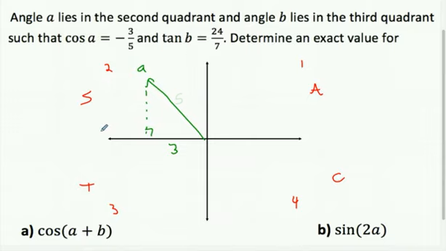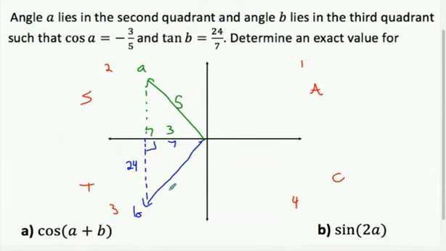I'm going to label that 3 inside the triangle so we don't get confused with angle B that I'm going to be drawing. It says angle B is in the third quadrant. So angle B lies in the third quadrant, so I'm going to draw a terminal arm in the third quadrant and label that angle B. And what do we know about angle B? Tan B, so tan is opposite over adjacent, is 24 over 7. And since we're in the tan quadrant, that's why tan is positive.